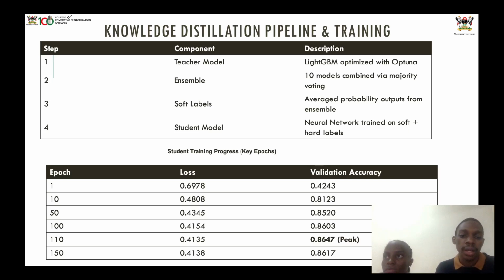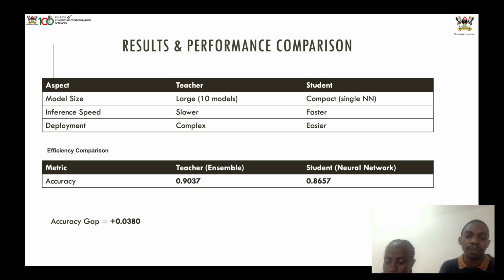Next, we have the student training progress. We trained for 150 epochs, and we had a decrease in the loss from the teacher to the student model, and our final loss was 0.4138. For the validation accuracy, our peak accuracy was 0.8647, which happened on epoch 110.